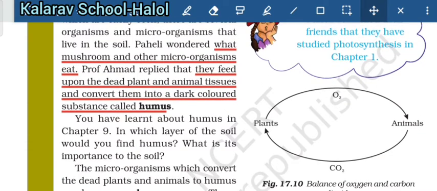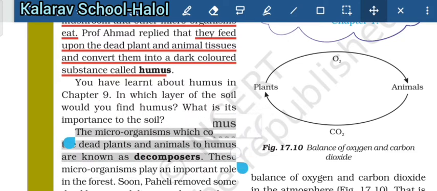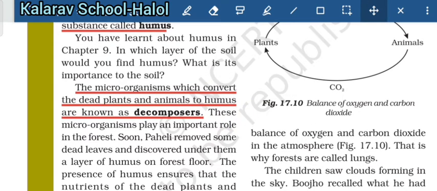We learned in the previous chapter on soil, chapter number 9, in which layer of the soil we find humus. We find humus in the upper layer, and it is very important for the soil because it provides fertility and nutrients to the soil. The microorganisms which convert dead plants and animals to humus are called decomposers. They play an important role in the forest.